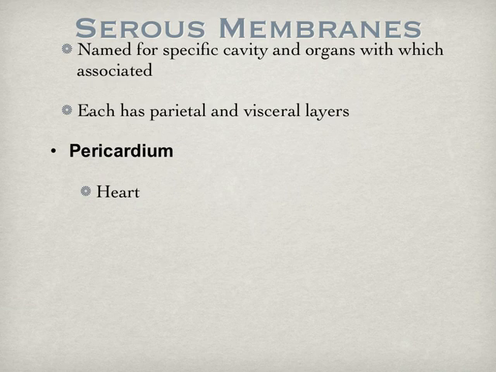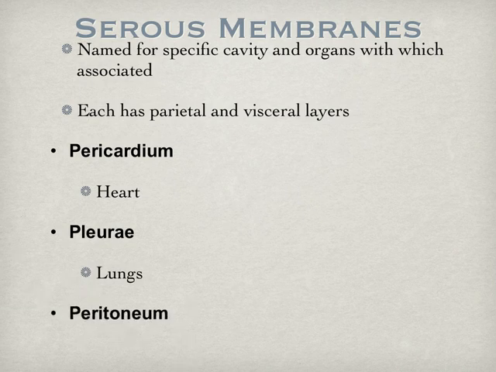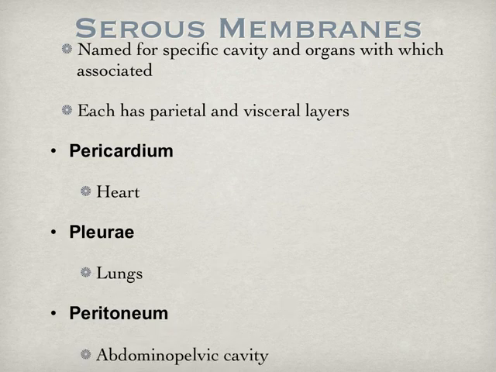The first membrane system we'll discuss is the pericardial membranes, which make up the pericardium protecting the heart. Another group of membranes protects the lungs, and we refer to those as the pleura. Finally, we have a set of membranes protecting the internal organs, and those would be the peritoneal membranes. Those line the abdominal pelvic cavity.